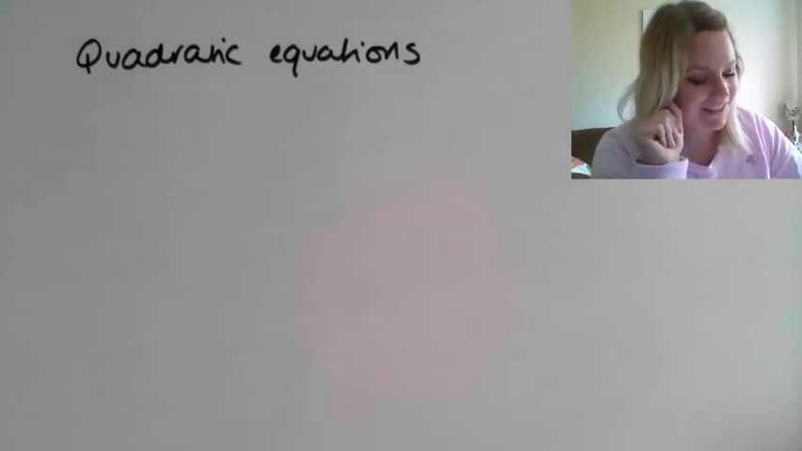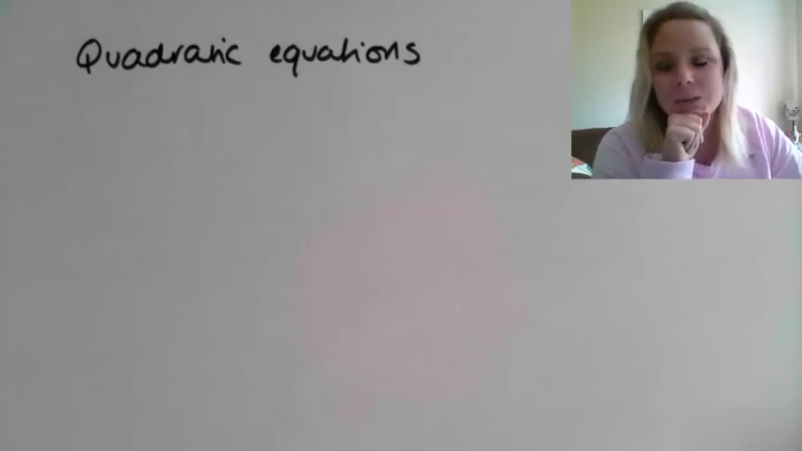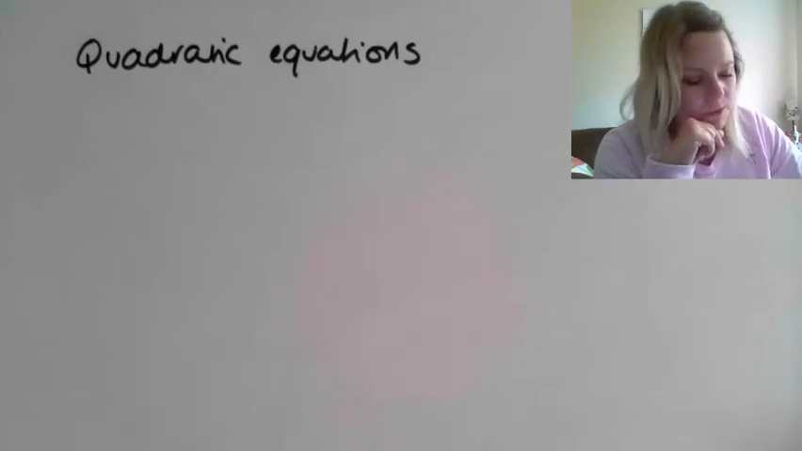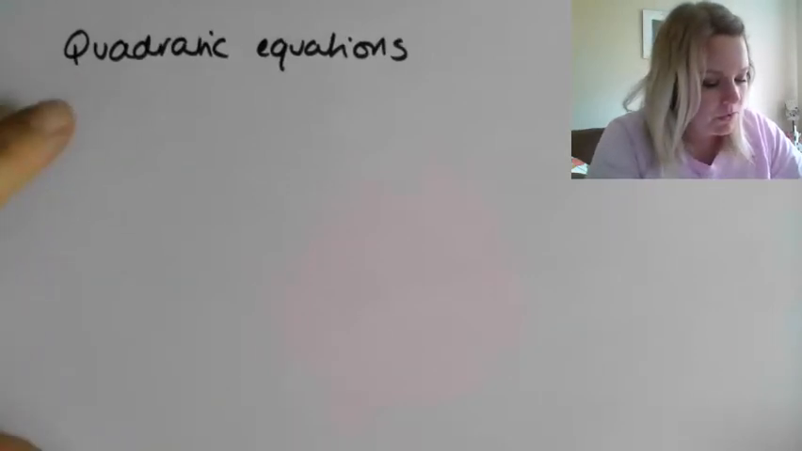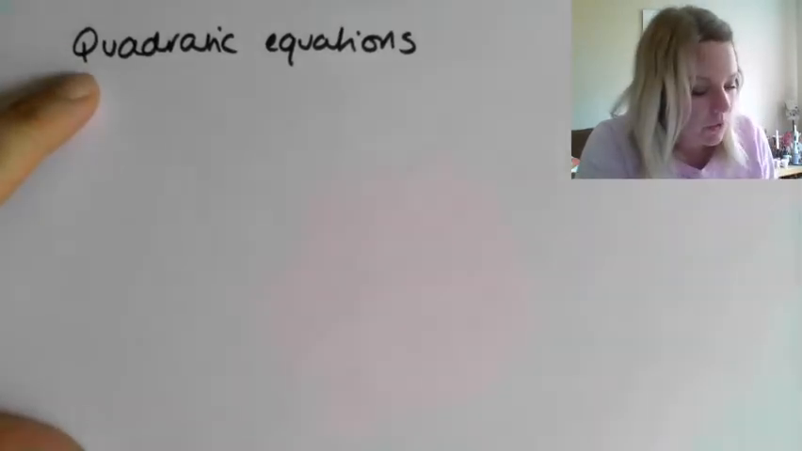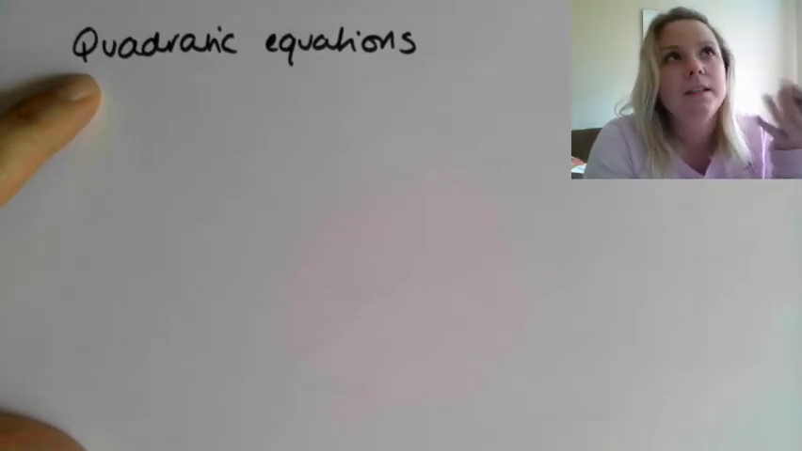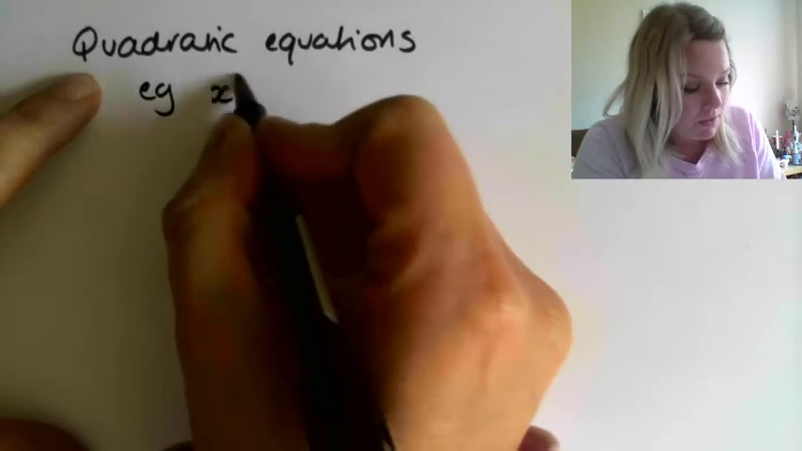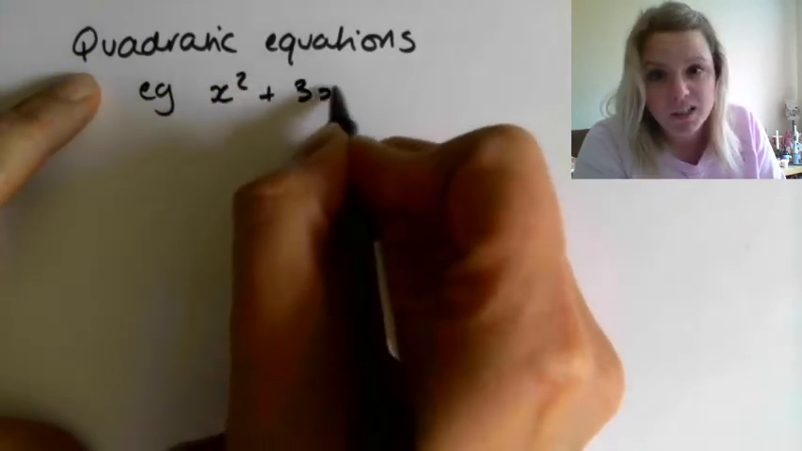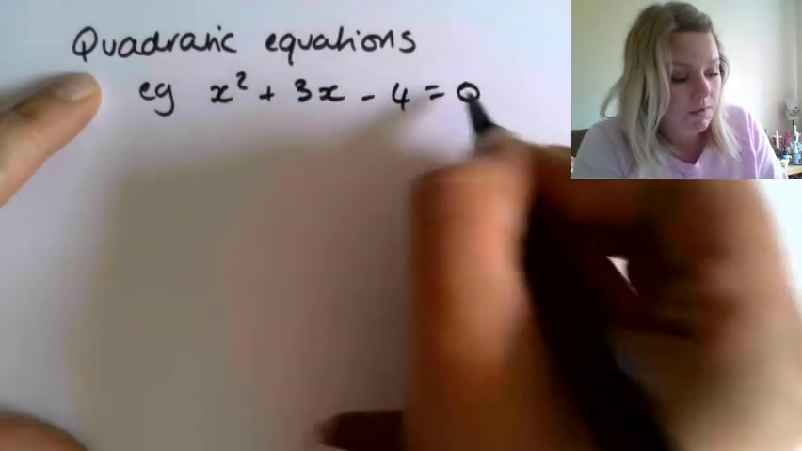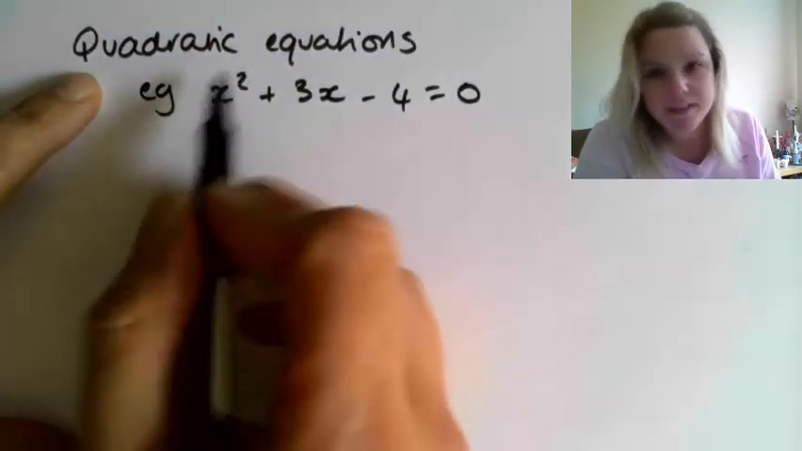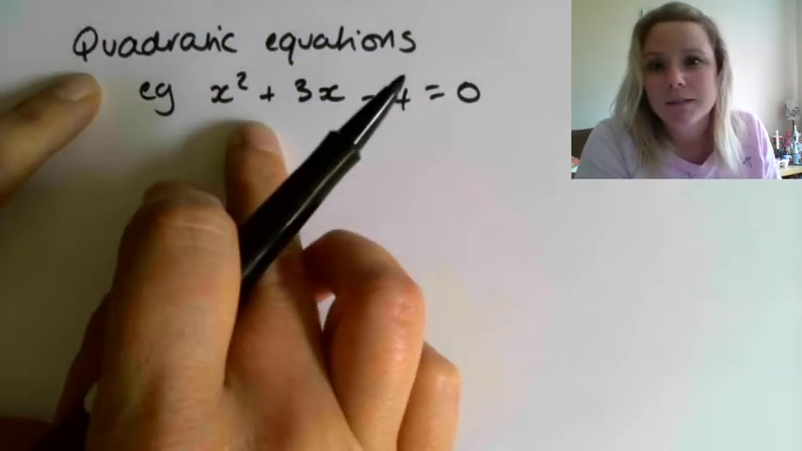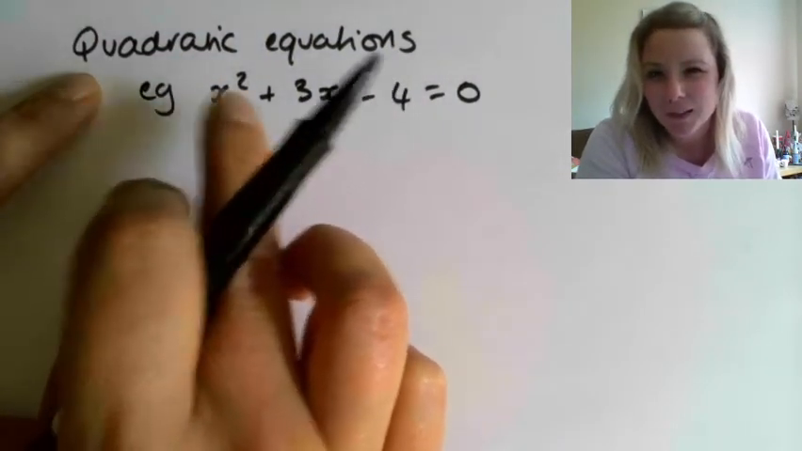Hi. So, last day we started sort of talking about quadratic equations. So we know quadratic equations are equations where the unknown has a squared in it. So for example, x squared plus 3x minus 4 equals 0. Because of this x squared term, that is what makes this a quadratic equation.